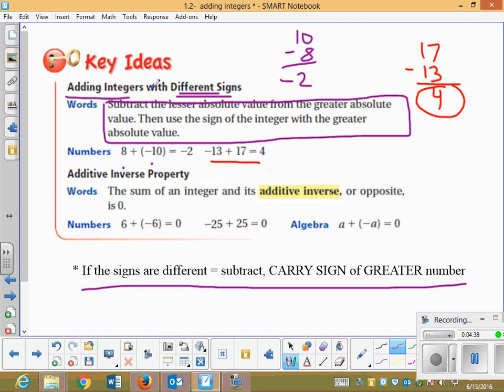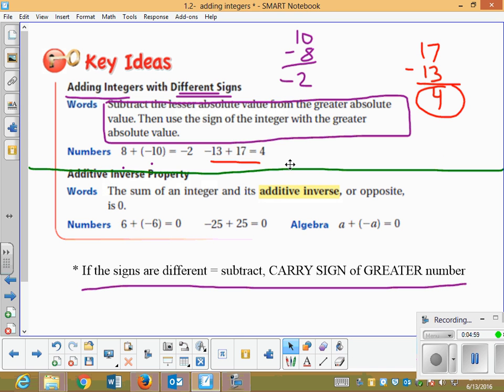So this is the example when the signs are different when you're adding. So go ahead and press pause or replay if you need to, if you didn't understand the example. I'm going to go ahead and move on to the next part, which is the additive inverse part. I'm going to go ahead and draw a line. This is something different now.